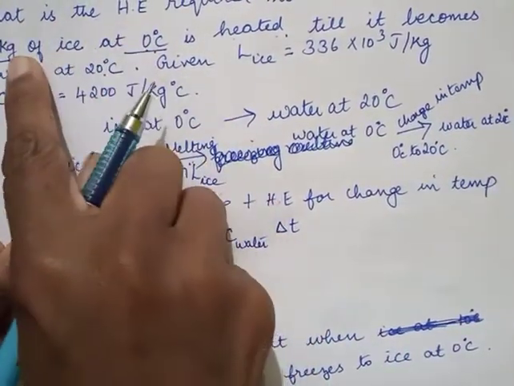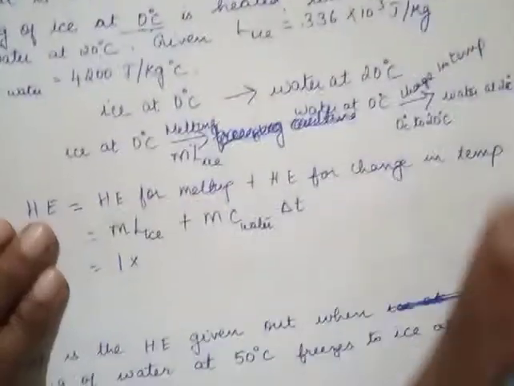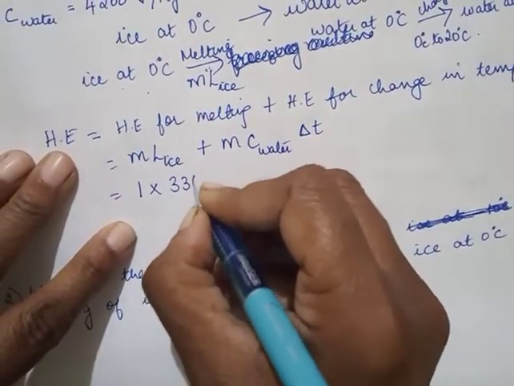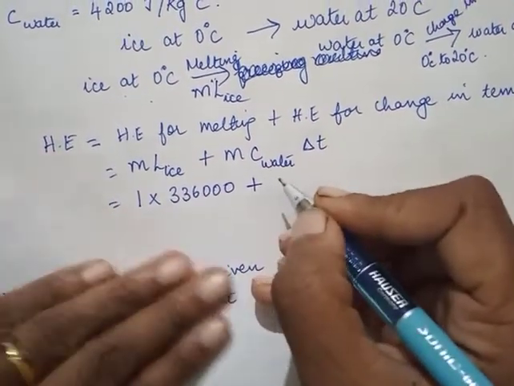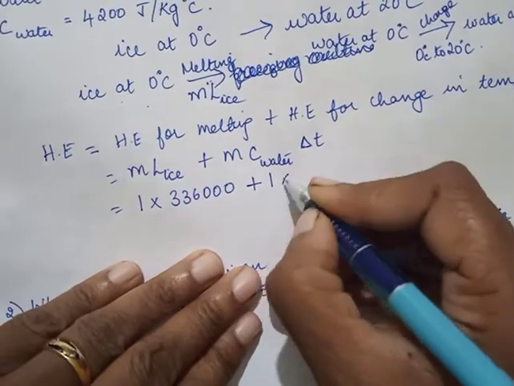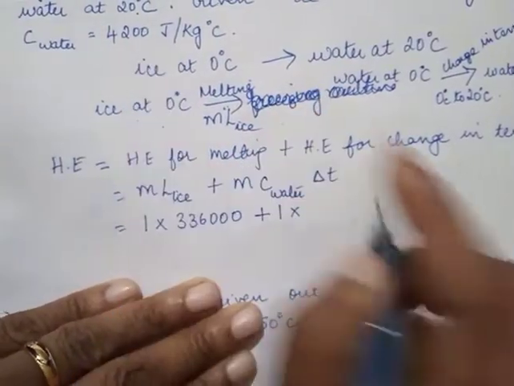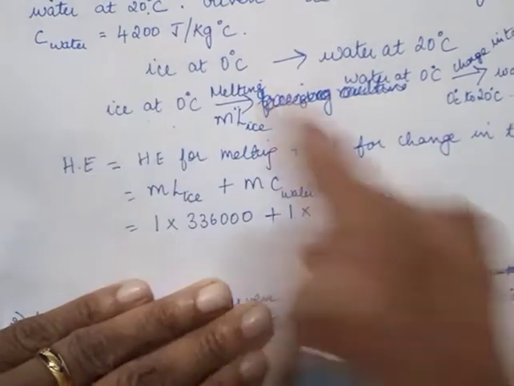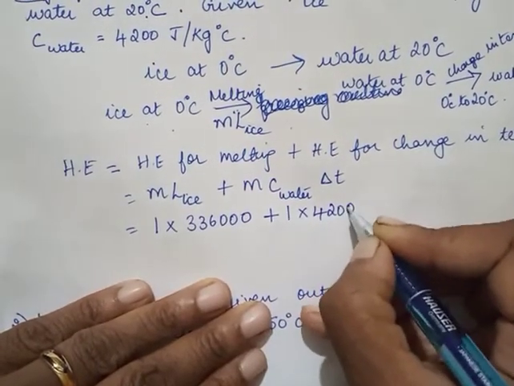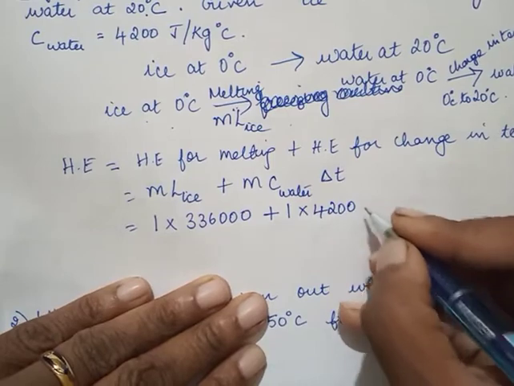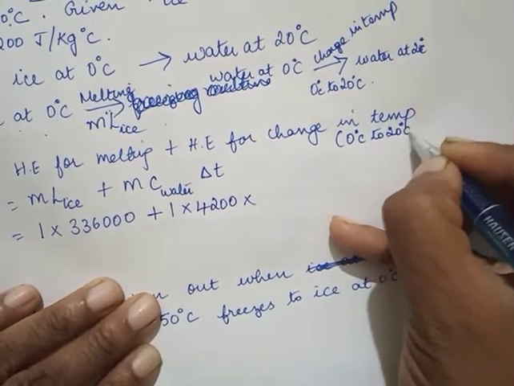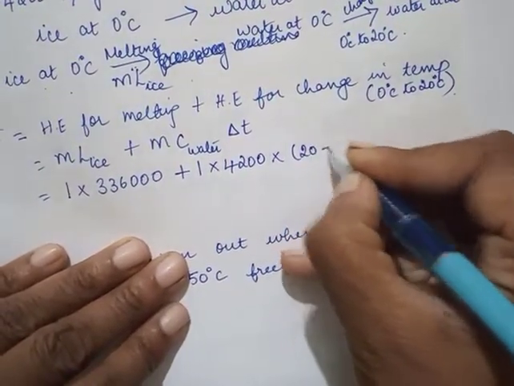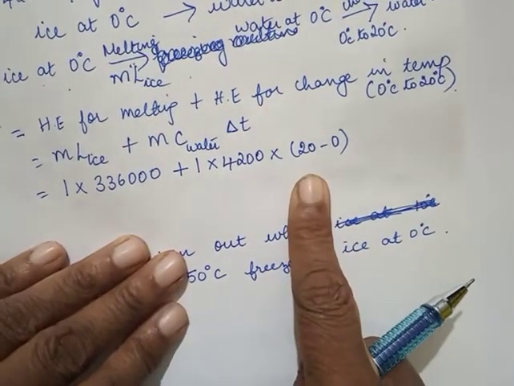Because it is in kg, you have to take 336 into 10 power 3. So 336000, okay, plus M into C of water, 1 kg into C of water 4200, because it is in kg. Again, it's not 4.2. I should take 4200 joule per kg per Kelvin into del T. It has to change from 0 degree Celsius to 20 degree Celsius. So the change in temperature will be 20 minus 0.